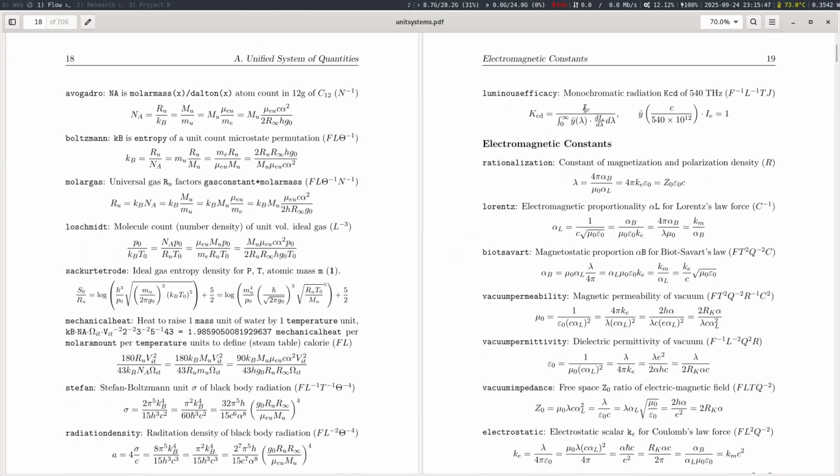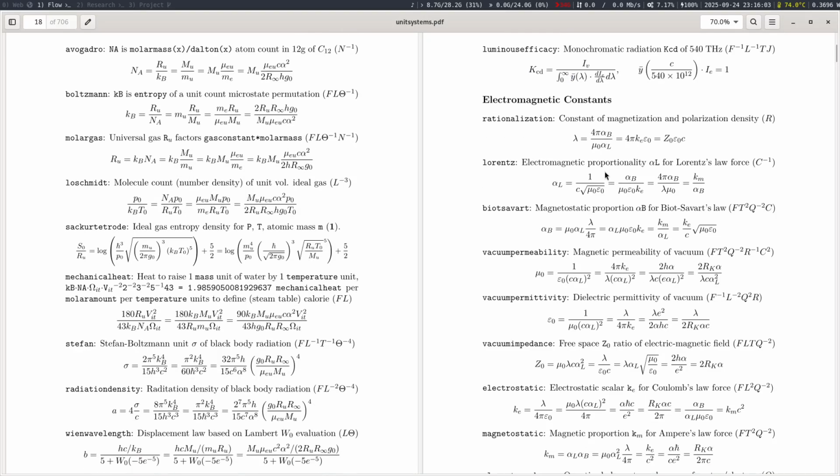The luminous efficacy of the monochromatic radiation KCD at 540 terahertz. This definition is kind of in terms of an integral. So this is an interesting definition that's a little bit different. The rationalization constant of magnetization and polarization density. This is an important relation for the unit system definition. And the Lorentz constant, electromagnetic proportionality for Lorentz's law of force.